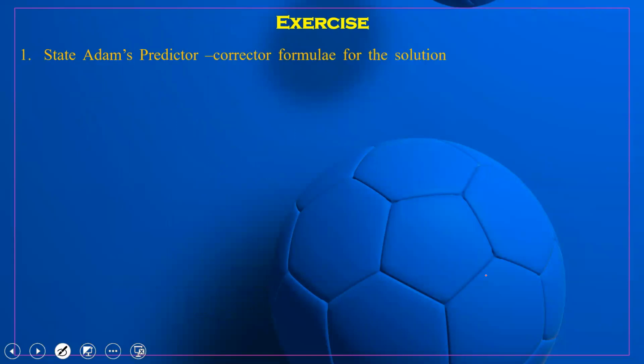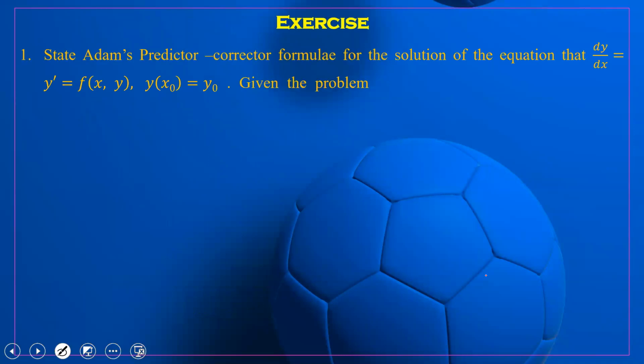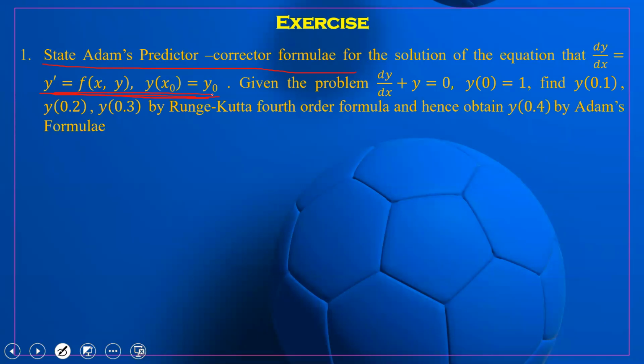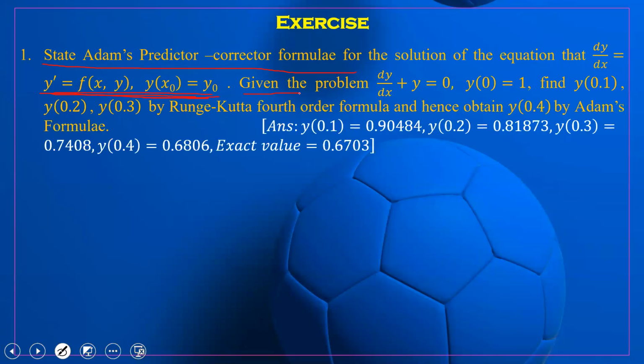In this topic, we can say: state Adams predictor corrector formula for the solution of the differential equation dy/dx = y' = f(x, y), with initial condition y(x0) = y0, and given the problem. Now what we have to do is only state the Adams predictor corrector formula. So what we have written in the initial part of the lecture, we should write down the formula and the given, and then we have the question.